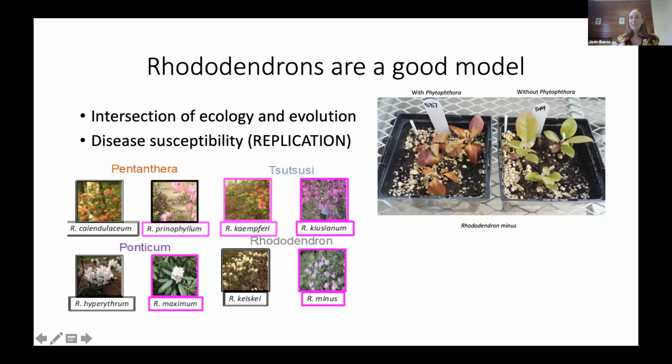And you can see that across groups, there's variation in how susceptible these species are. So we had a hint of this from the literature before doing some of our experiments, but I'm going to show you what I think is more convincing experimental evidence today that there is replication of disease susceptibility across these groups. And that's very powerful for addressing general questions and pressing global problems like how shifting climates are going to influence the severity of disease.